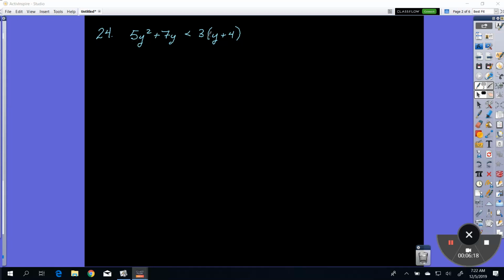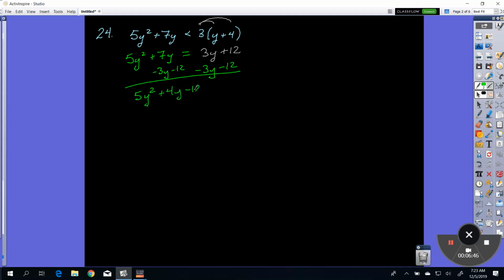So on 24, same thing, when we're doing it with an equal sign, we want it to equal 0. So I'm going to distribute this 3 to both of those pieces. I should probably give you a minute to write it down. So again, the first step is to make sure you put it to equal and solve it just like it's an equal problem. So I'm going to minus the 3y and minus the 12. And we get 5y squared plus 4y minus 12 equals 0. And hopefully that factors.